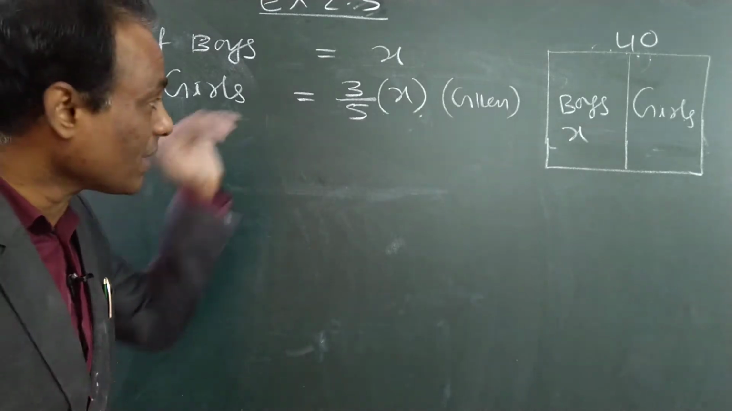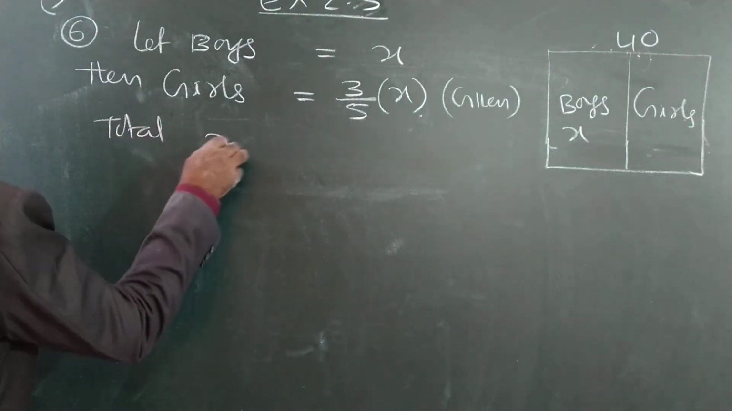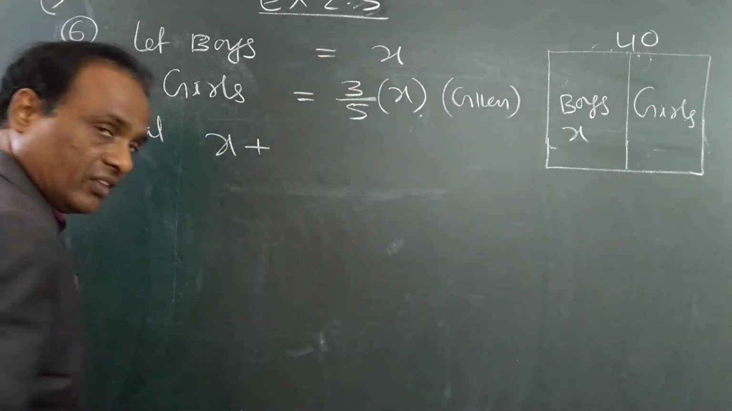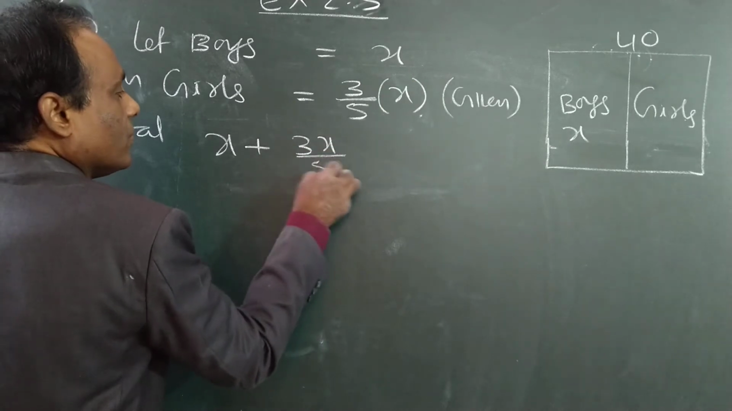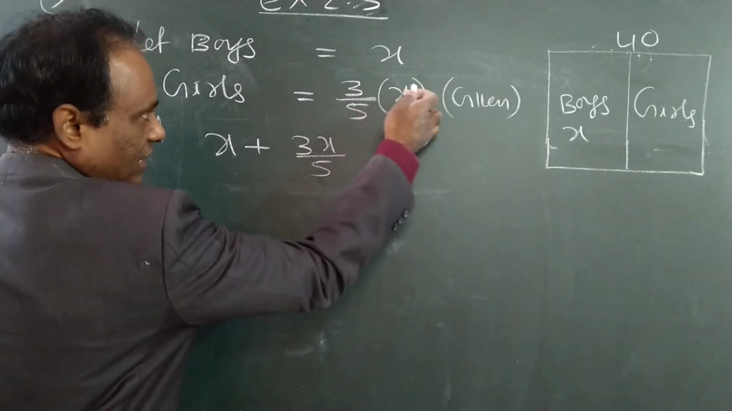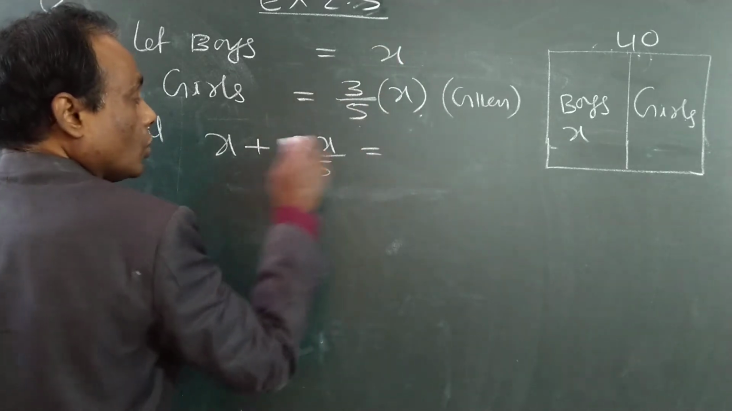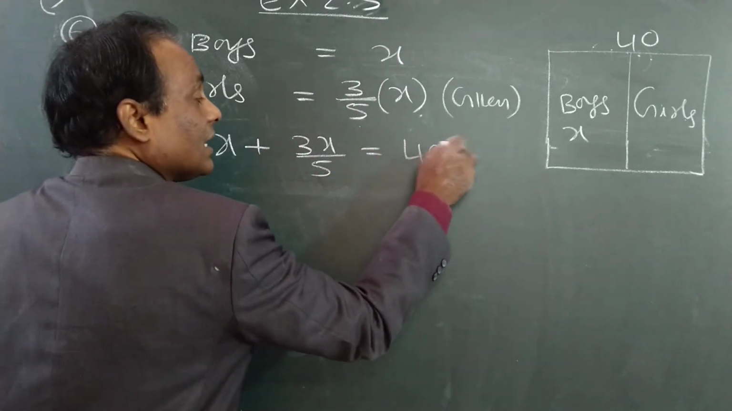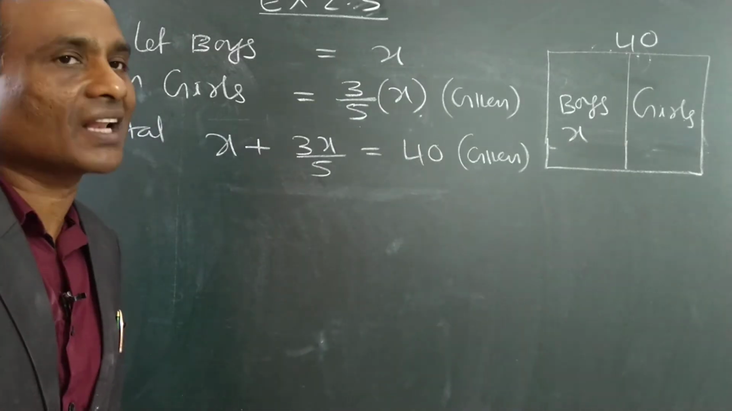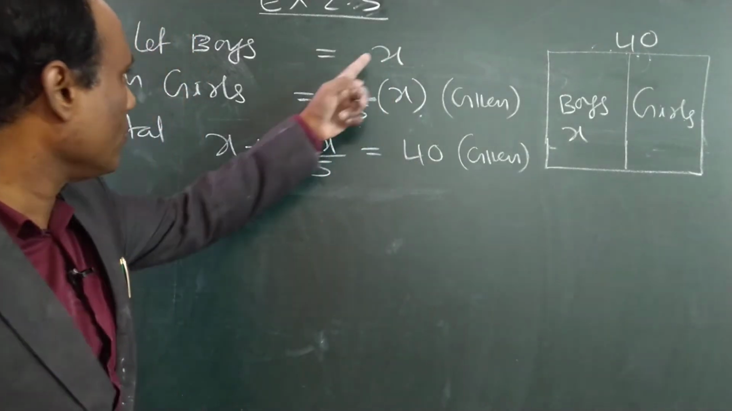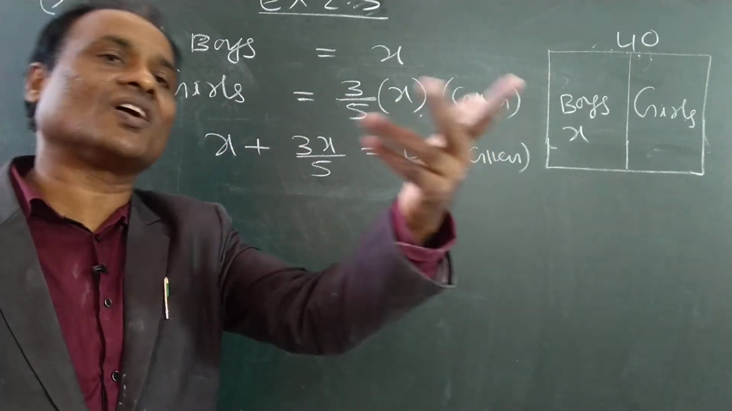Remember this step. Remember the next step also. Total. How many boys? x boys. How many girls? 3x by 5 girls. Boys plus girls, total how many? 40. It is given in the question. Total strength of the class is 40. Boys are x, girls are 3x by 5. Total is 40. We got the equation.